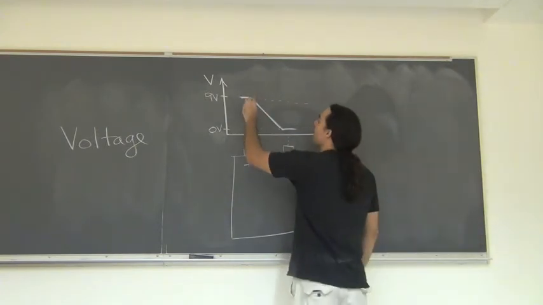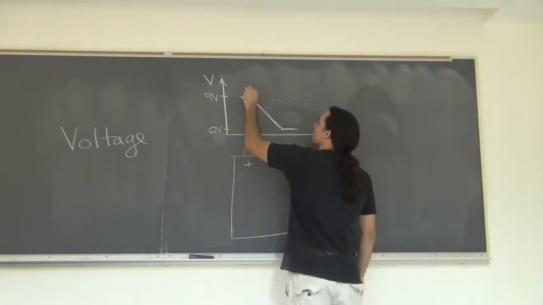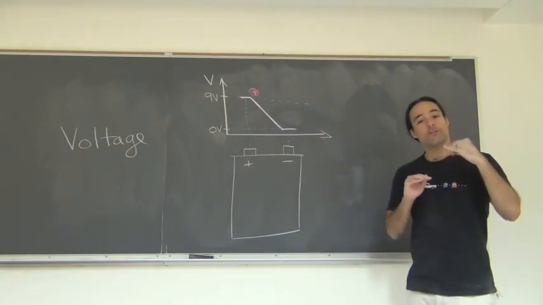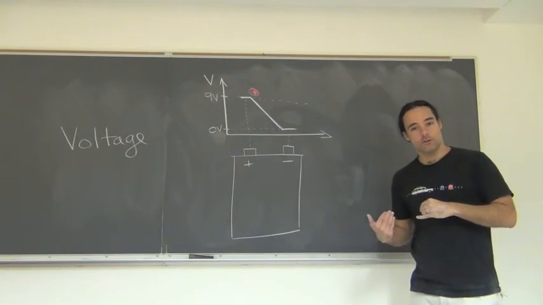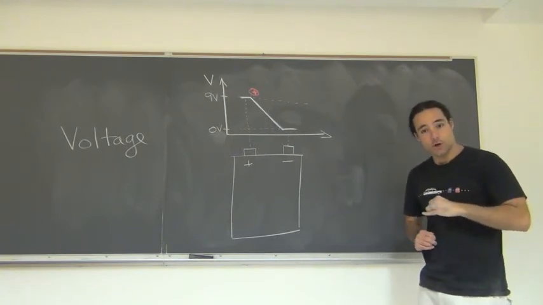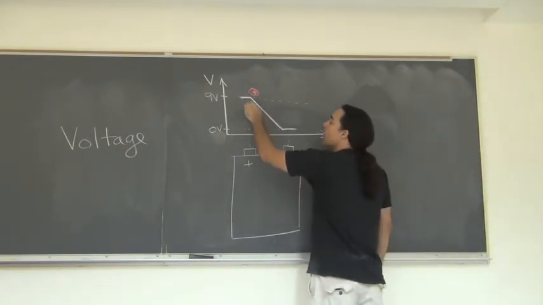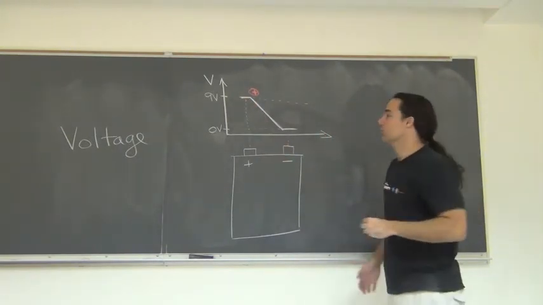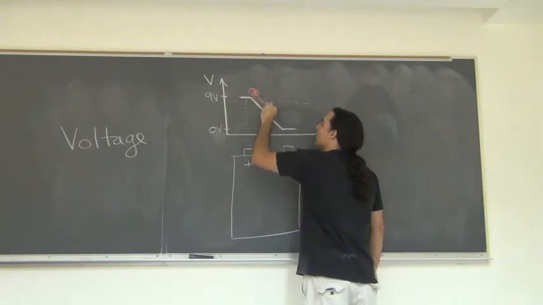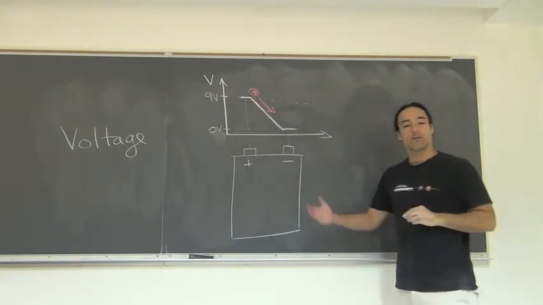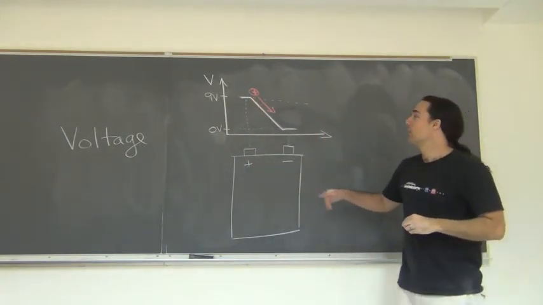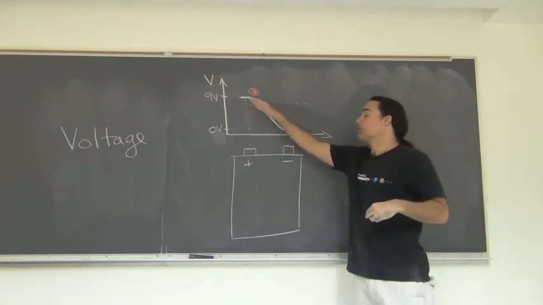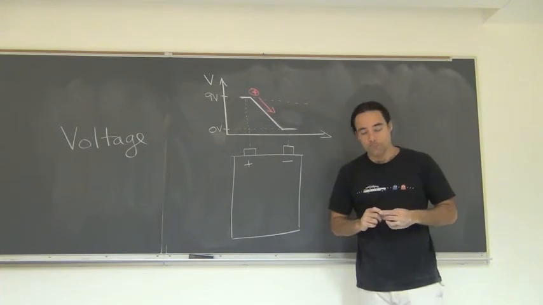If I were to put a positive charge in my battery, recall that we define current as the flow of positive charge, even though it might actually be the negative charges that are moving. But you can imagine voltage is kind of like a hill for positive charges. If I have a hill and I put a ball on it, the ball is going to roll down. If I have a positive charge and I put it on a voltage hill, the positive charge is going to roll down that voltage hill.